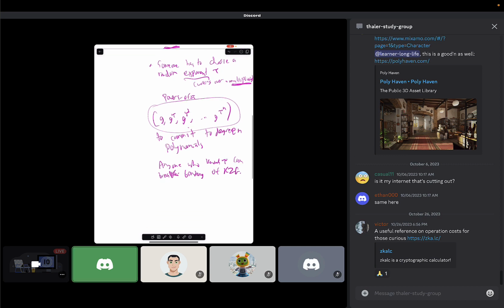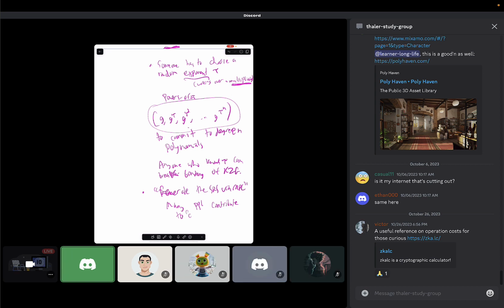Okay, now in practice, we have ways of generating the SRS via what's called MPC. What that means is many different people can contribute to the SRS, to randomizing tau.